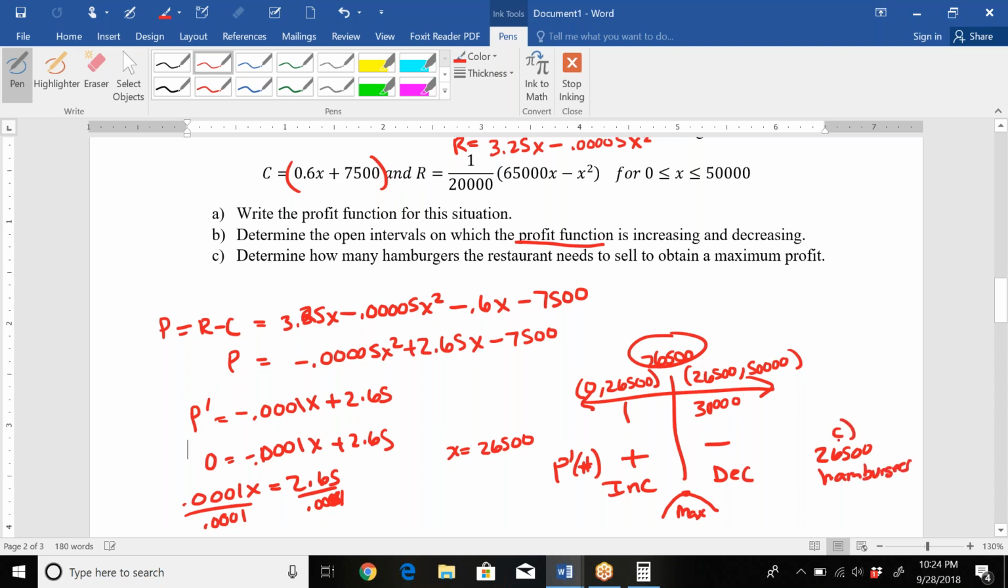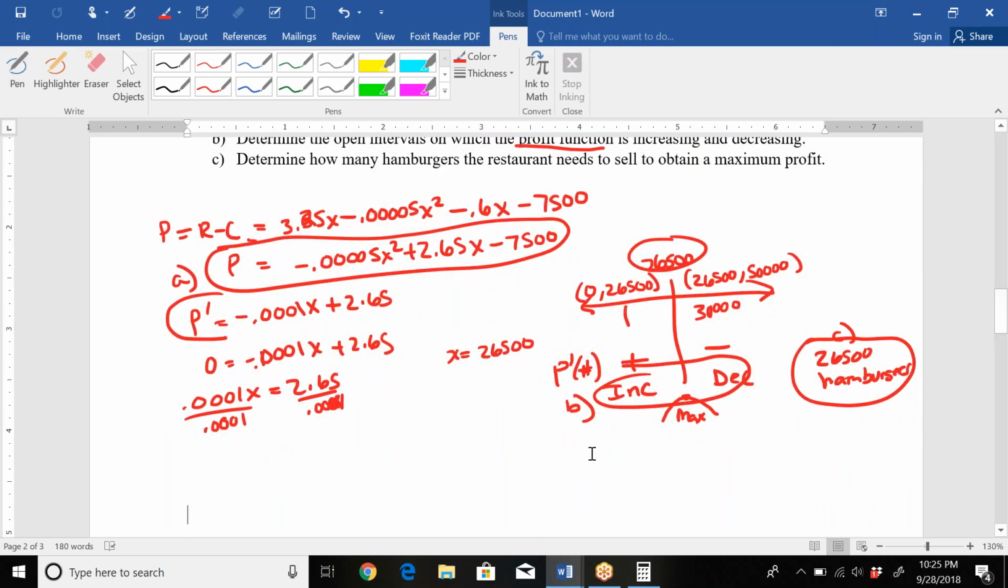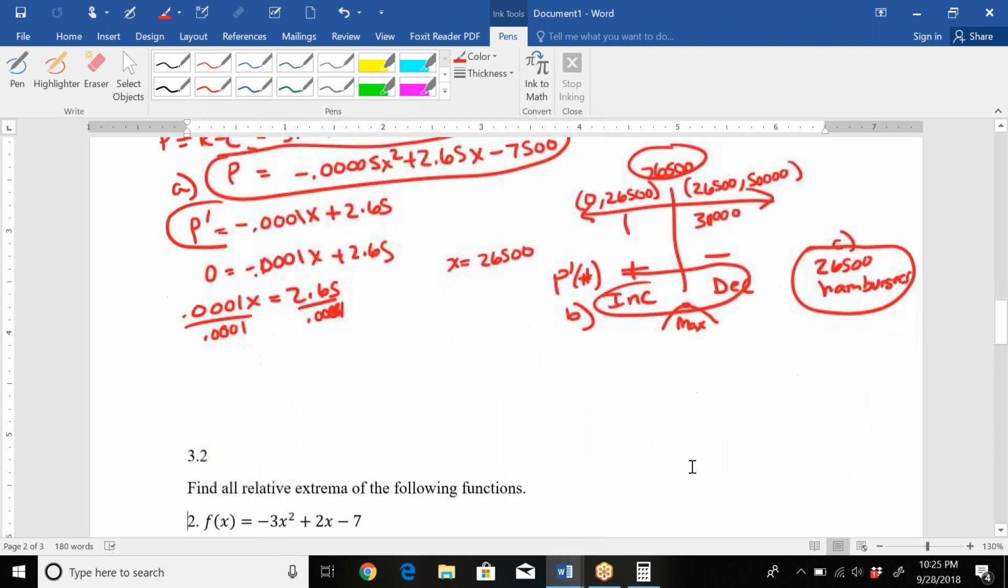So that's part C. Here's part B, where we're increasing and decreasing. And then part A was to find the actual profit function. So there's A, B, and C. And actually, to do B correctly, we would need to write the open intervals, increasing on, decreasing on.